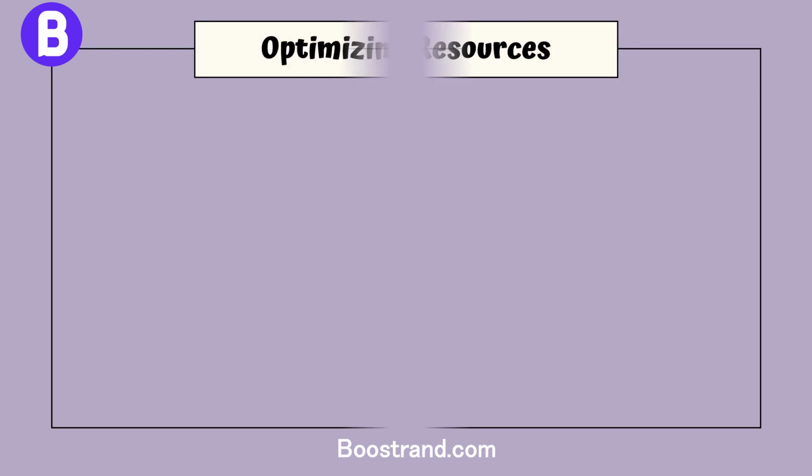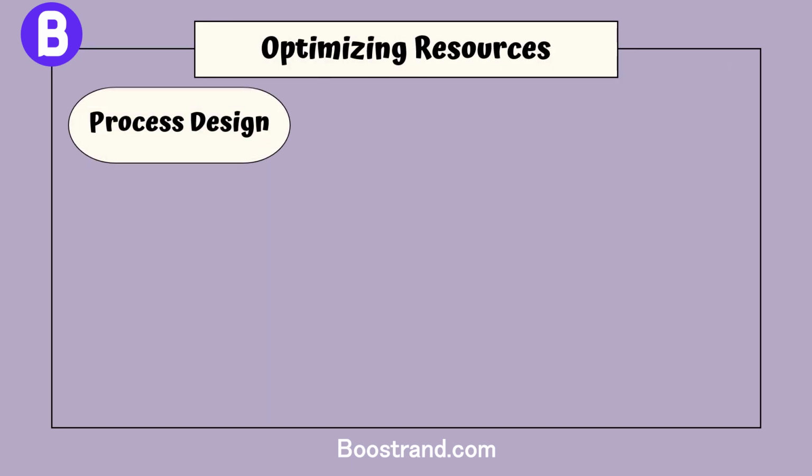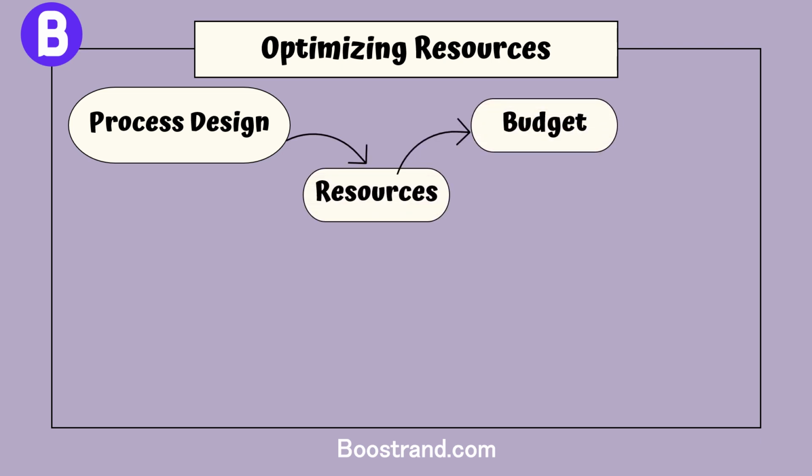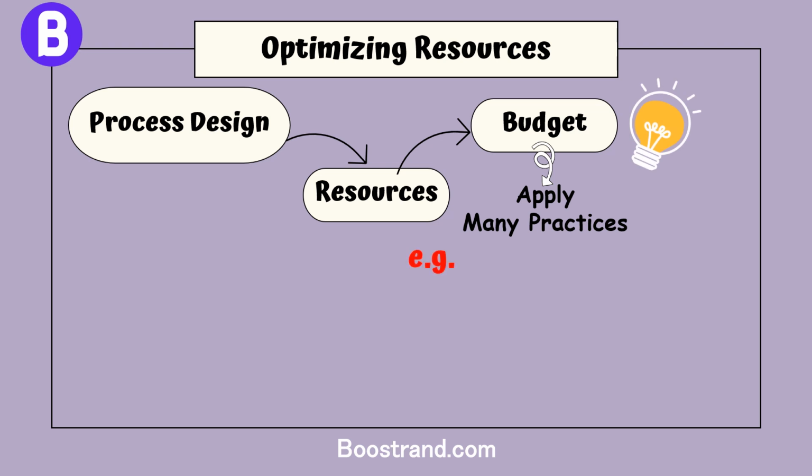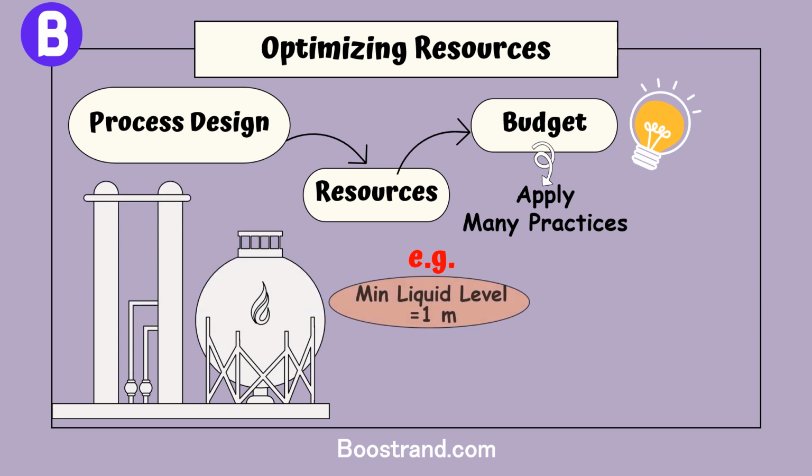So, what about optimizing resources? When carrying out the process design, we should consider the available resources. We know that the budget always governs the whole project. Although many practices should be applied regardless of the budget, there are cases where criteria may be waived due to budget constraints. For example, some plant owners may specify minimum dimensions or sizing requirements for a piece of equipment.